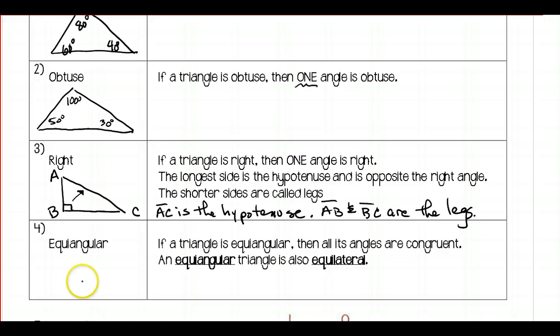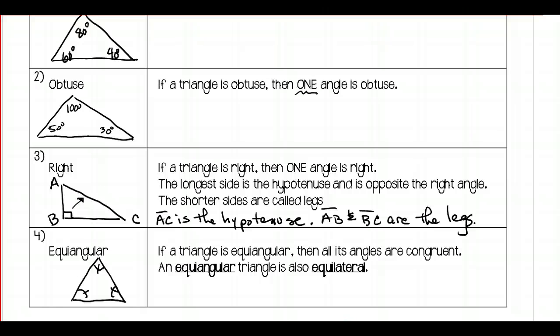Moving on to equiangular triangles. So now I'm going to make all the angles congruent. If a triangle is equiangular, then all the angles are congruent. And an equiangular triangle is also equilateral. So really it's just two names for the same type of triangle. One we're just referring to its congruent angles, the other we're referring to its congruent sides.